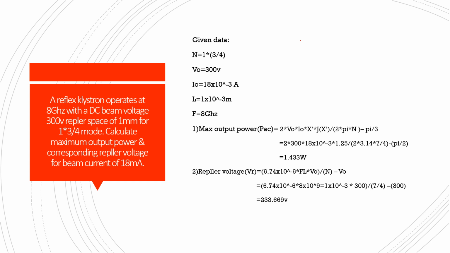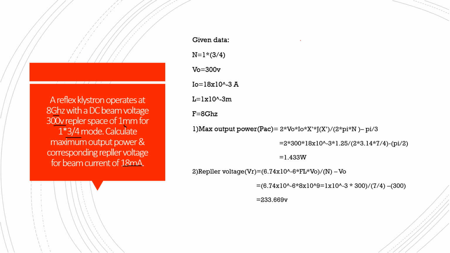Let us see another numerical. A reflex klystron operates at 8 GHz with DC beam voltage 300 volt, and a repeller space of 1 millimeter, for the 1 and 3 by 4 mode. Calculate the maximum output power and the corresponding repeller voltage for the beam current of 18 milliampere.